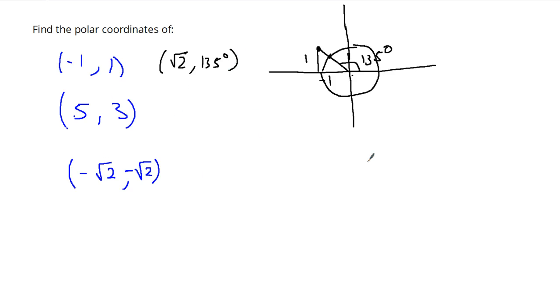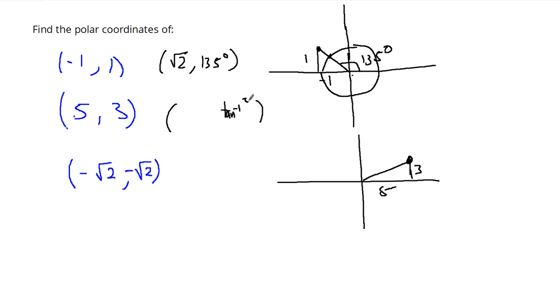5 over 3. This actually does require a little bit more math, but you could just do this. You have 5 and 3, so 5, 3 would be something like this right here. This is 3, this is our 5. So our angle is inverse tan of 3 over 5, and our magnitude is just square root of 34. And minus square root of 2.